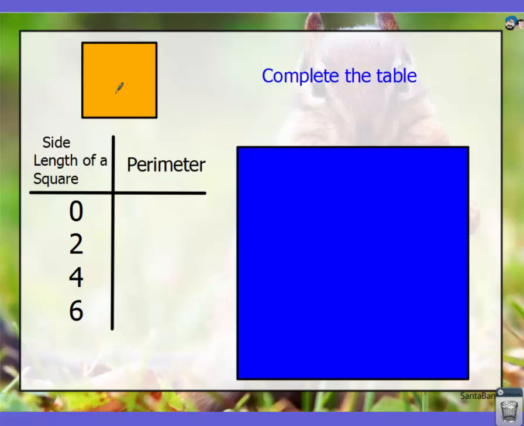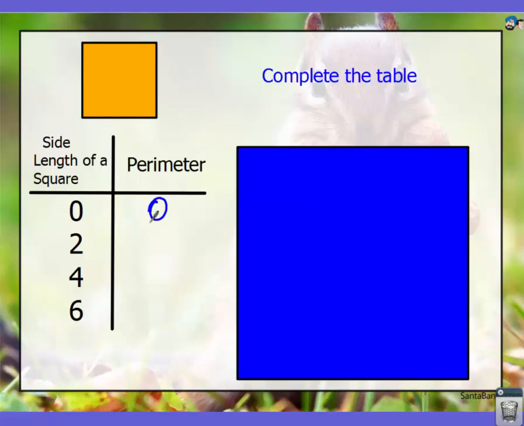So here's our square again. It's a little bit smaller, but it's still the idea of the square. So what if I said the side length of the square is 0? What would its perimeter be? Well, if we had a side length of 0, we wouldn't have a square at all, would we? So it would not have a perimeter. So its perimeter would be 0.